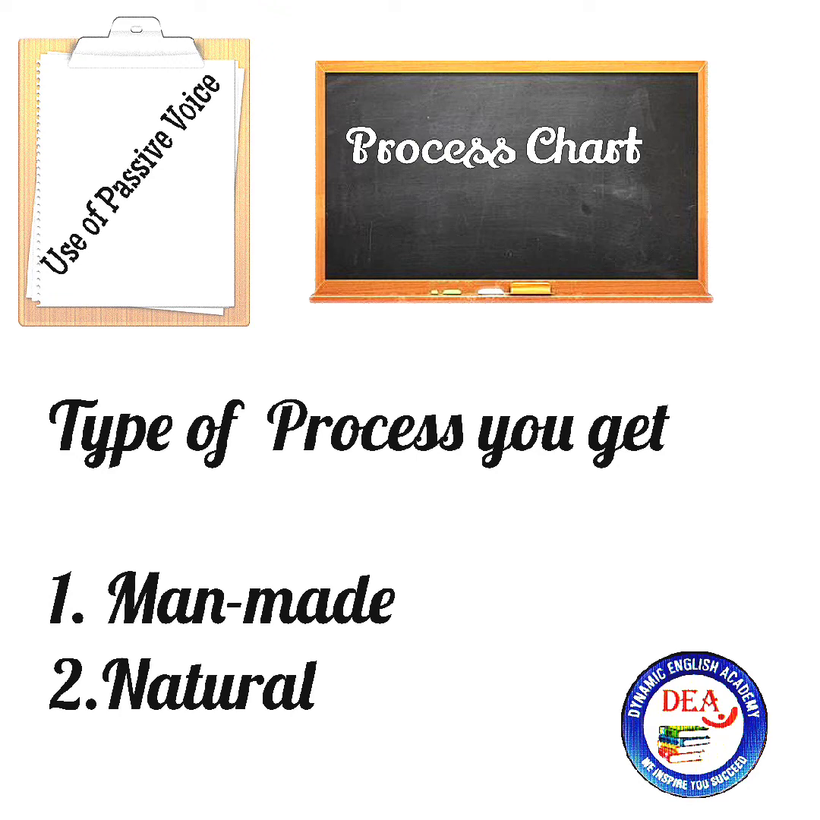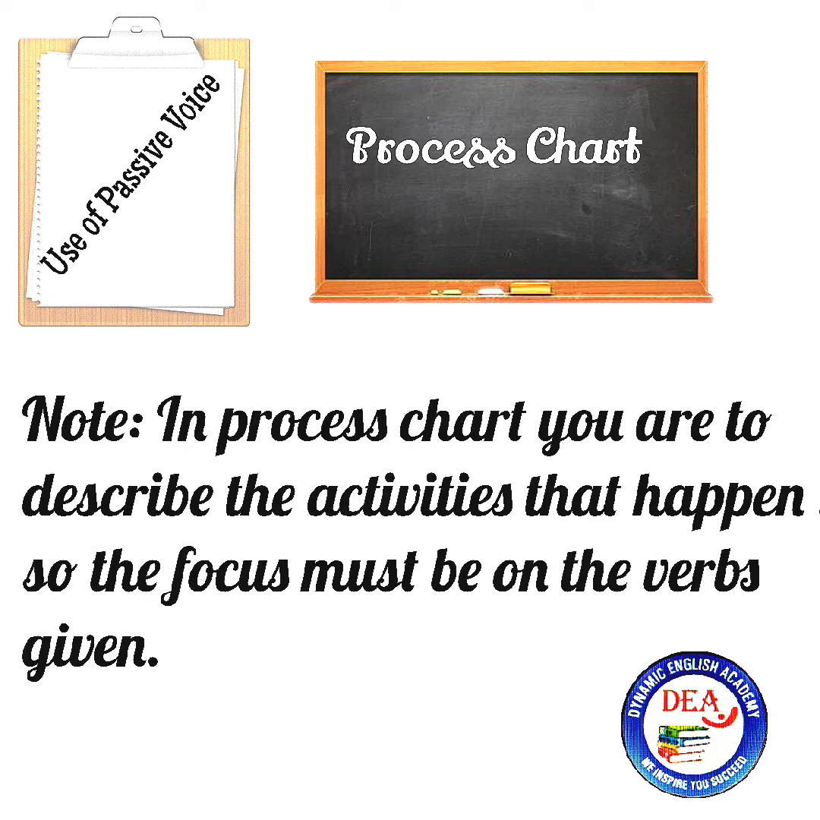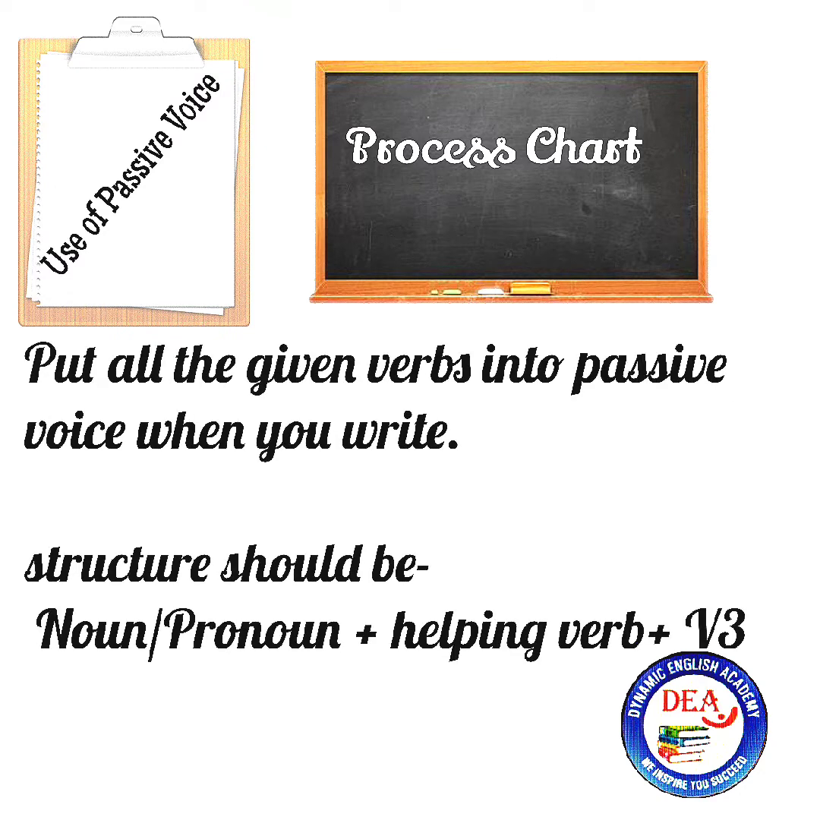So in the process chart, you are to describe the activities that happen. So the focus must be on the verbs given. Look at what kind of verbs we have got in the given picture, focus on those, and then transform them into passive sentences. Put all the given verbs into passive.